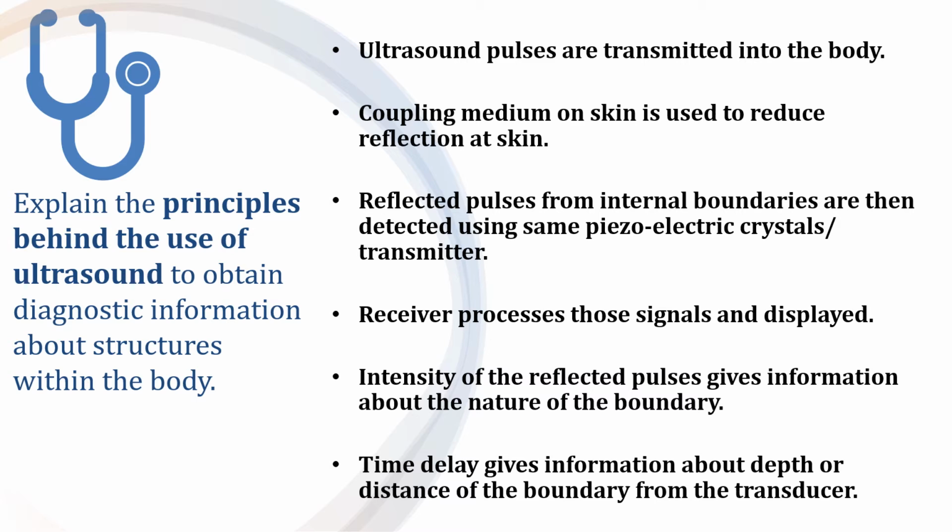Explain the principles behind the use of ultrasound to obtain diagnostic information about structures within the body. Ultrasound pulses are transmitted into the body. Coupling medium on skin is used to reduce reflection at skin. Reflected pulses from internal boundaries are then detected using same transmitter. Receiver processes those signals and displayed.